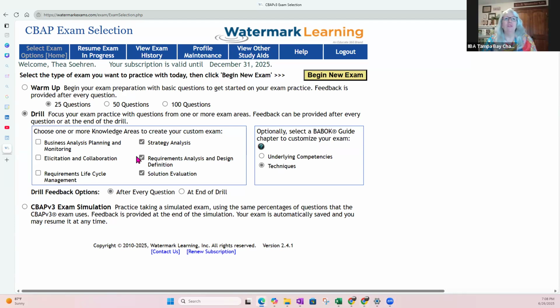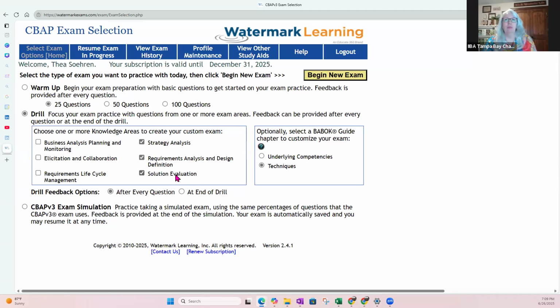Okay, so if you select all of these and you select techniques also, half of your questions are going to be techniques. I don't know why. This box over here kind of takes over that box over there. So I try to focus on either techniques or these over here. So today let's do strategy analysis, requirements analysis, and design definition, which is RAD, and solution evaluation. So this is chapters 6, 7, and 8.